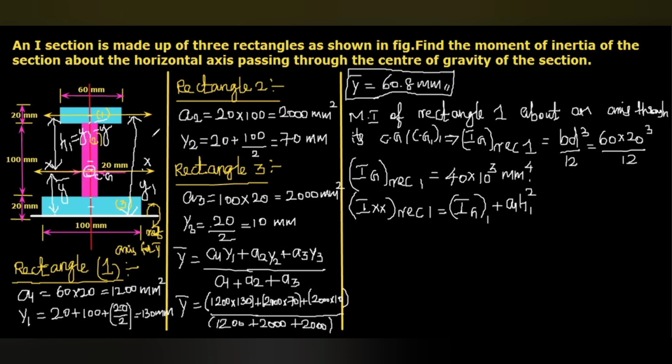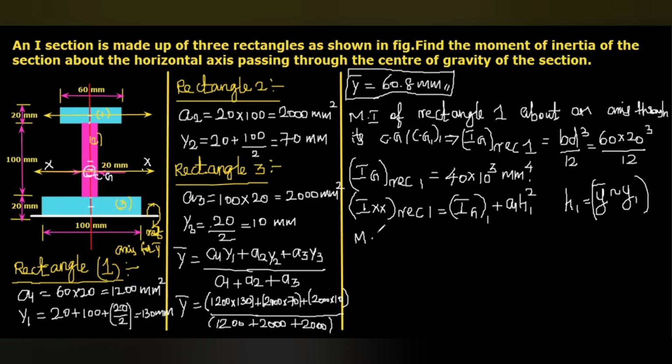To avoid the confusion, I just erase all these lines. So I hope you all understand the difference. For h1, we can take the difference of y bar and y1. Here y1 is the larger, so h1 will be the difference of y bar and y1. Now substitute the values.